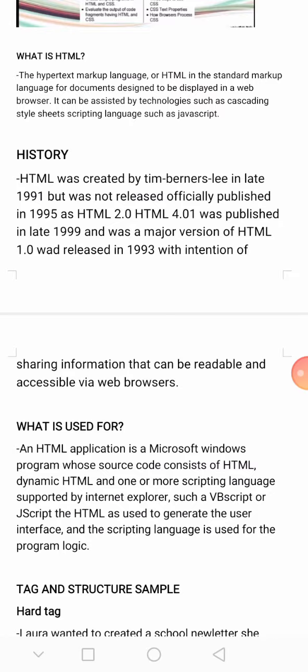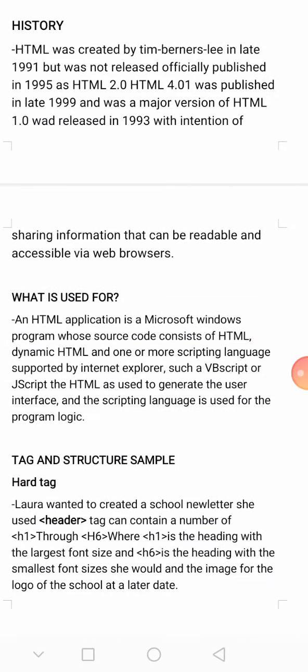What is it used for? An HTML application is a Microsoft Windows program whose source code consists of HTML, dynamic HTML, and one or more scripting languages supported by Internet Explorer, such as VBScript or JavaScript. The HTML is used to generate the user interface, and the scripting language is used for the program logic.